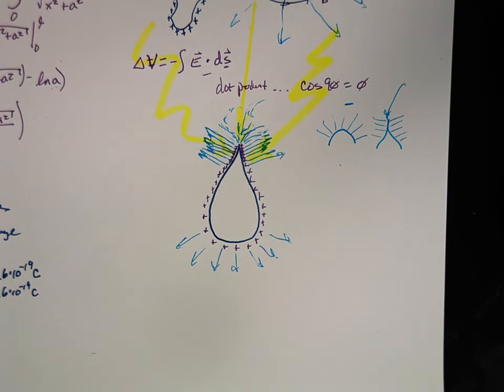Justin, since this is a conductor, the charges are equally distributed at the surface, correct? No, it creates an equipotential surface. They are not evenly distributed. The potential's always equal. Charge density is not constant.